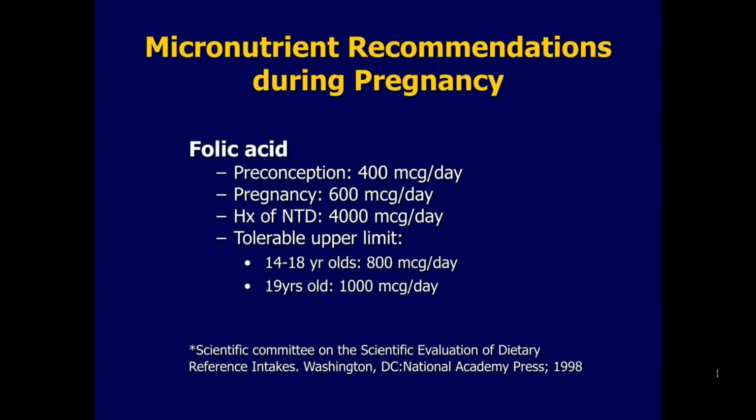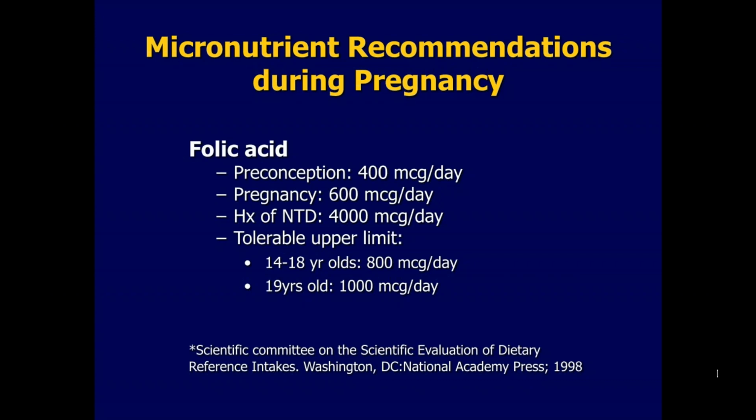With a history of neural tube defect, if anybody has that, it bumps up to about 4,000 micrograms per day. The tolerable upper limit for 14 to 18-year-olds is about 800 micrograms per day, and for 19-year-olds and older, it's about 1,000 micrograms per day.